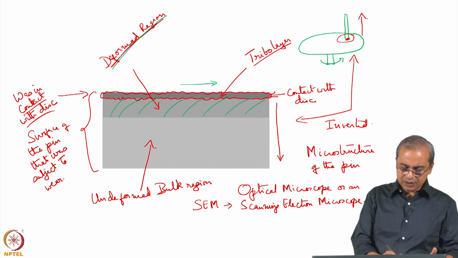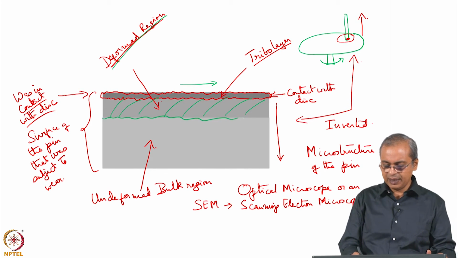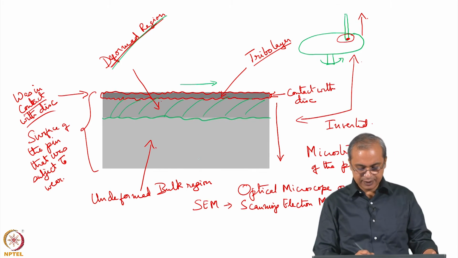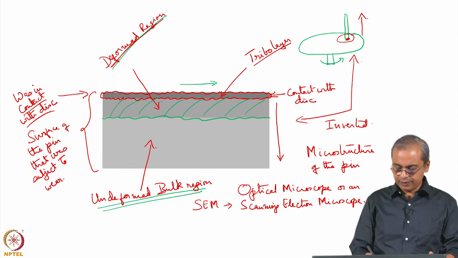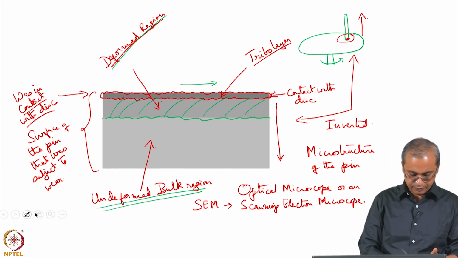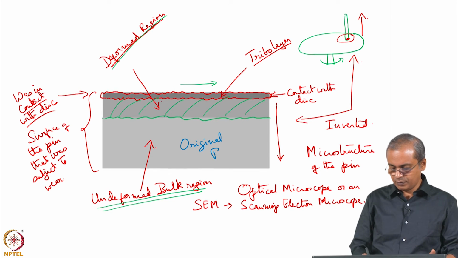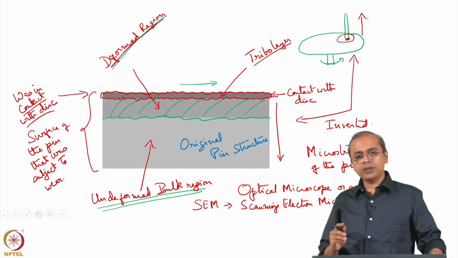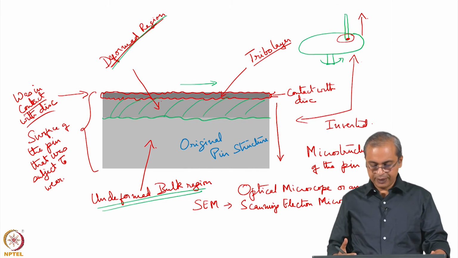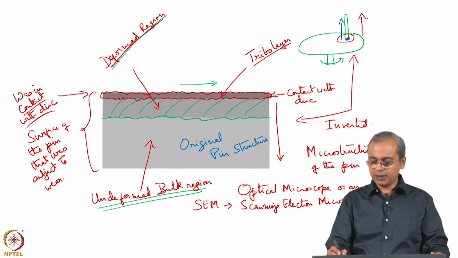Then if you go further deep, again there will not be a very hard and fast line at which this happens. So this is also going to be some slightly non-uniform line, and then below that, when you go deeper than this deformed region, you will have the undeformed bulk region. So this is your original pin material. The original pin structure will be there towards the interior of this pin. So as you go away from this contact region, as you go up, you get these different regions. So the tribo layer will be here.